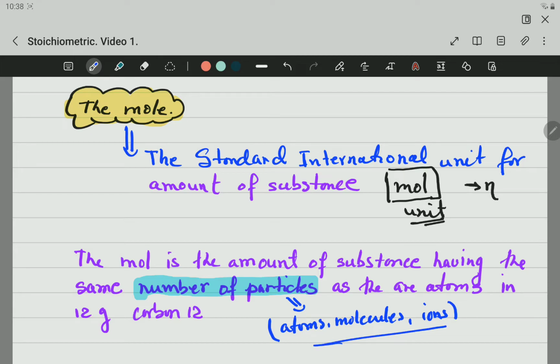So this is the definition for amount of substance. If in an exam they say define amount of substance or define the mole, this is the definition. So far we know that the symbol for amount of substance is n, and the unit is the mole, abbreviated mol. That is the first part of the video.